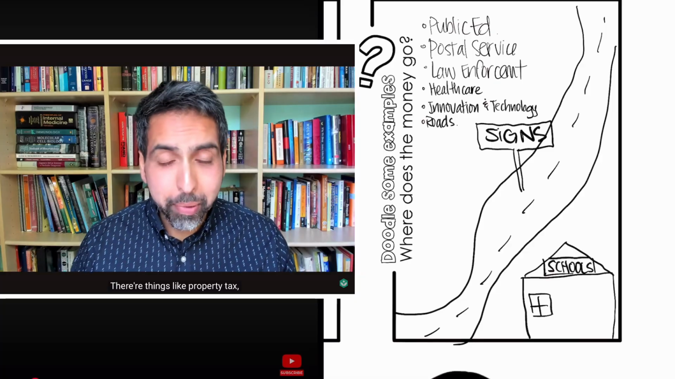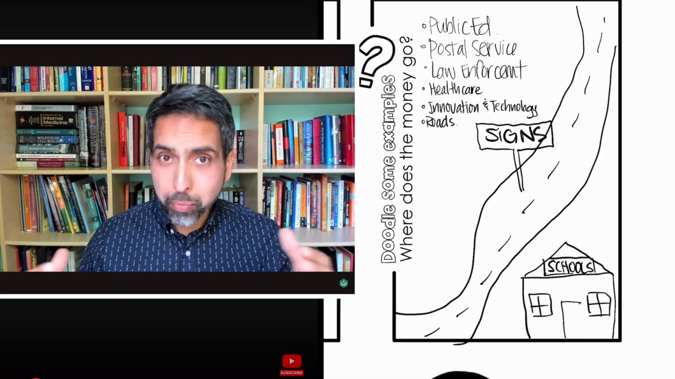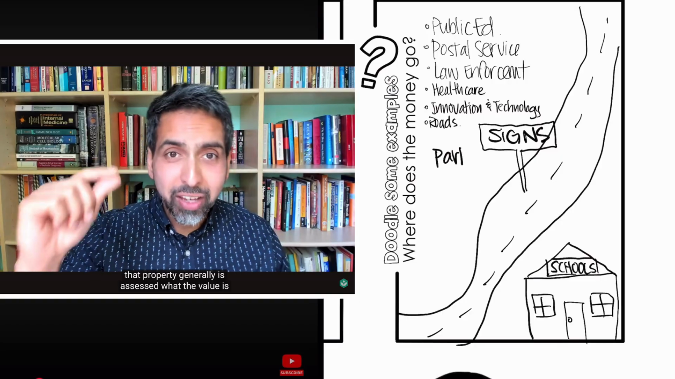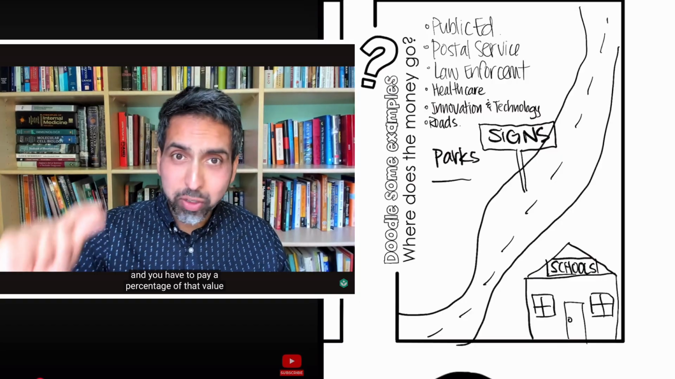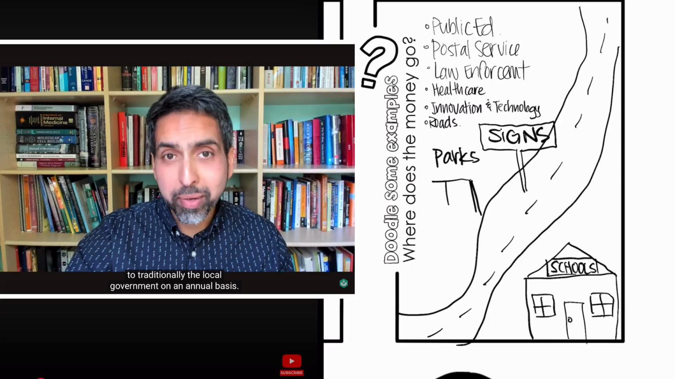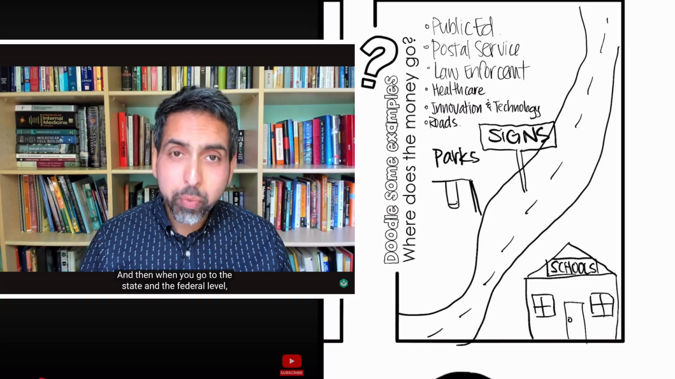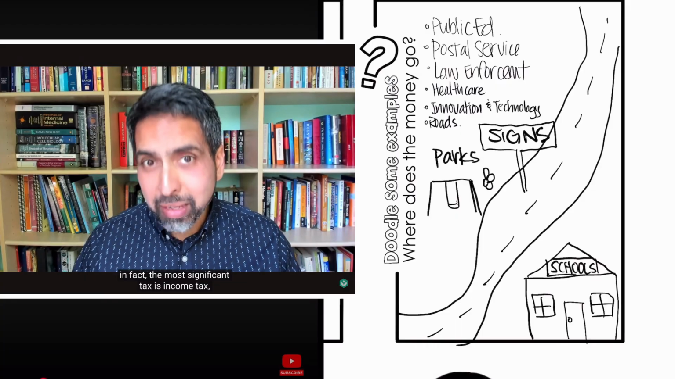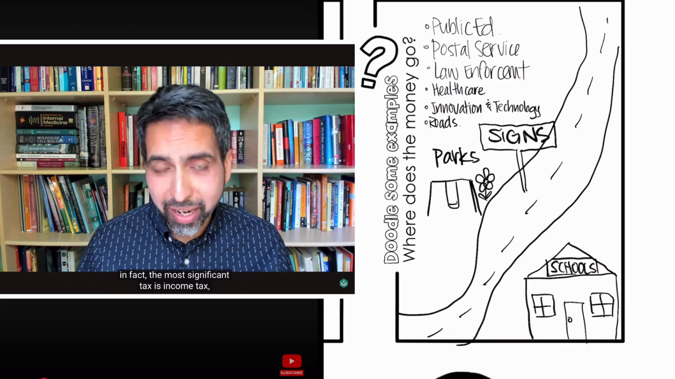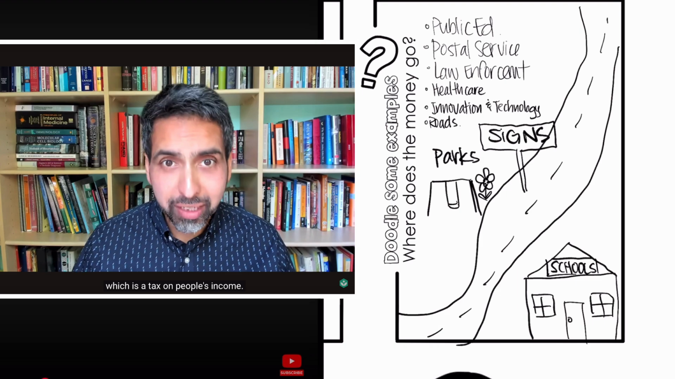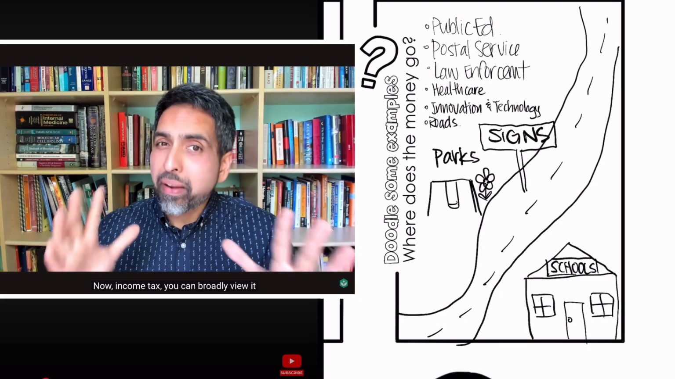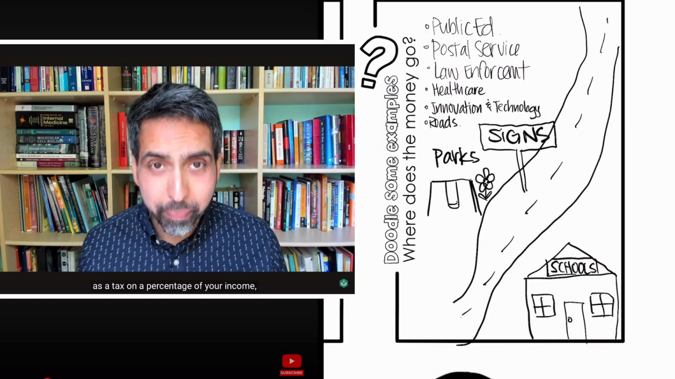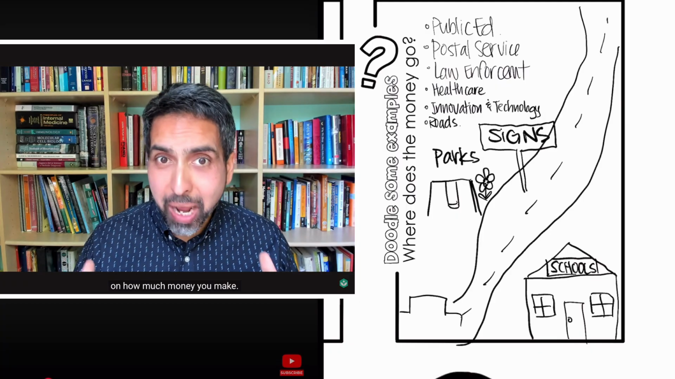There are things like property tax, especially at a local level, where if you own property, every year that property generally is assessed for its value, and you have to pay a percentage of that value to traditionally the local government on an annual basis. And then when you go to the state and the federal level, probably the most significant tax is income tax, which is a tax on people's income. Now, income tax, you can broadly view it as a tax on a percentage of your income, and it can be significant depending on how much money you make.